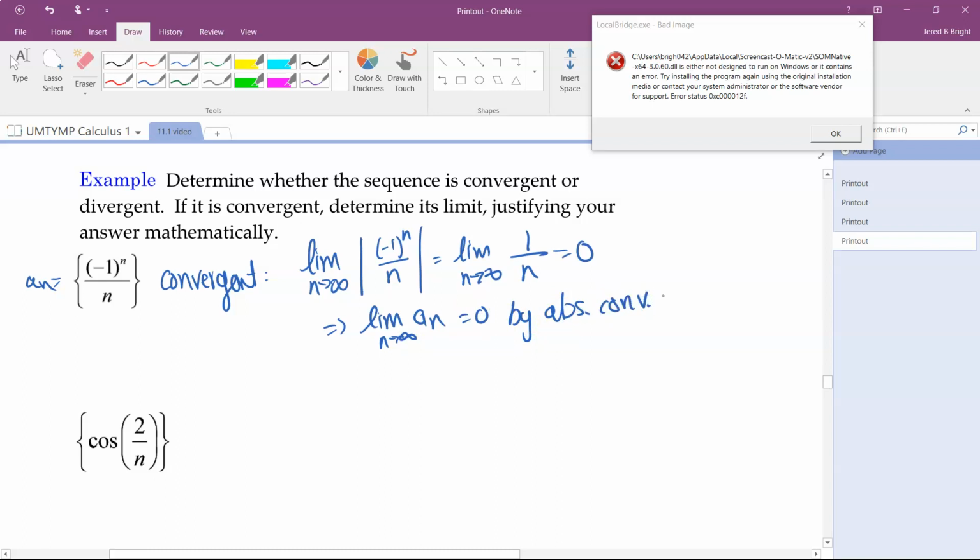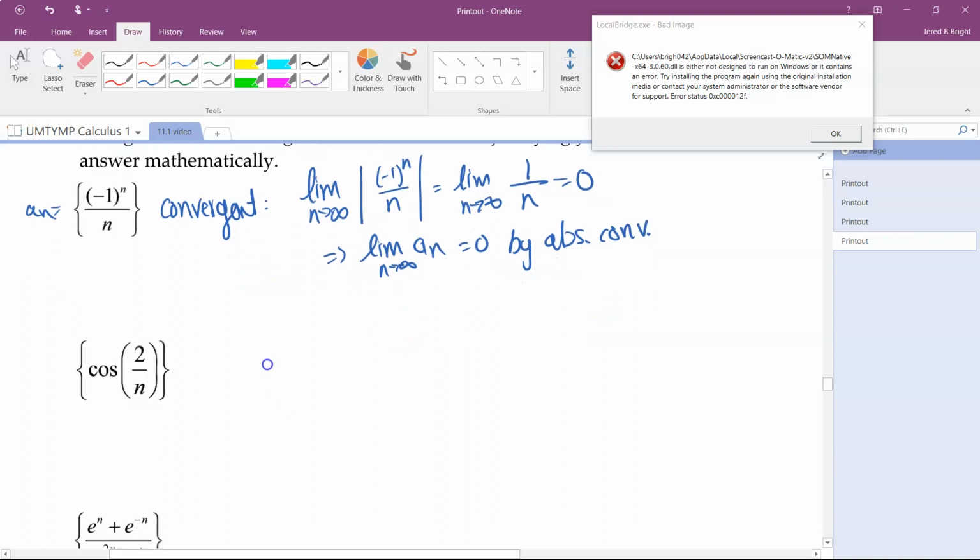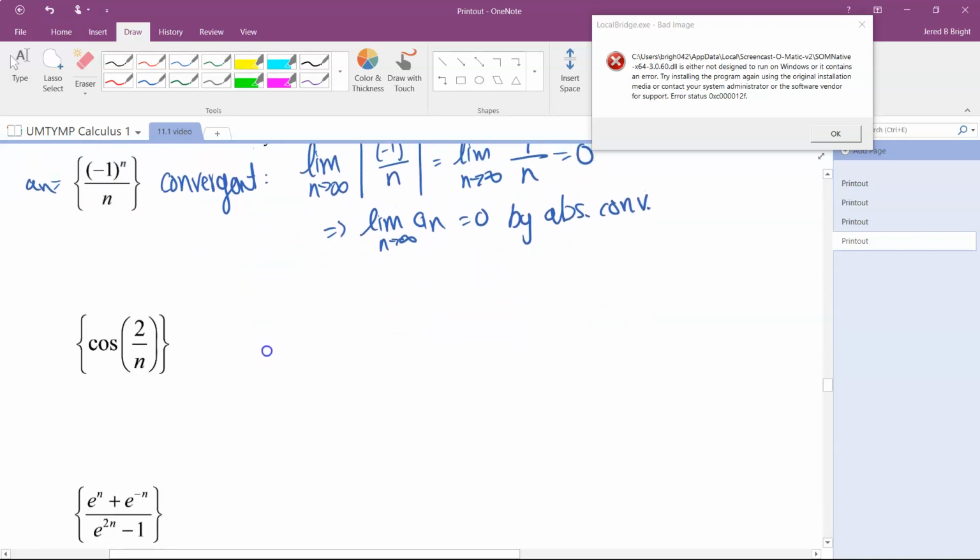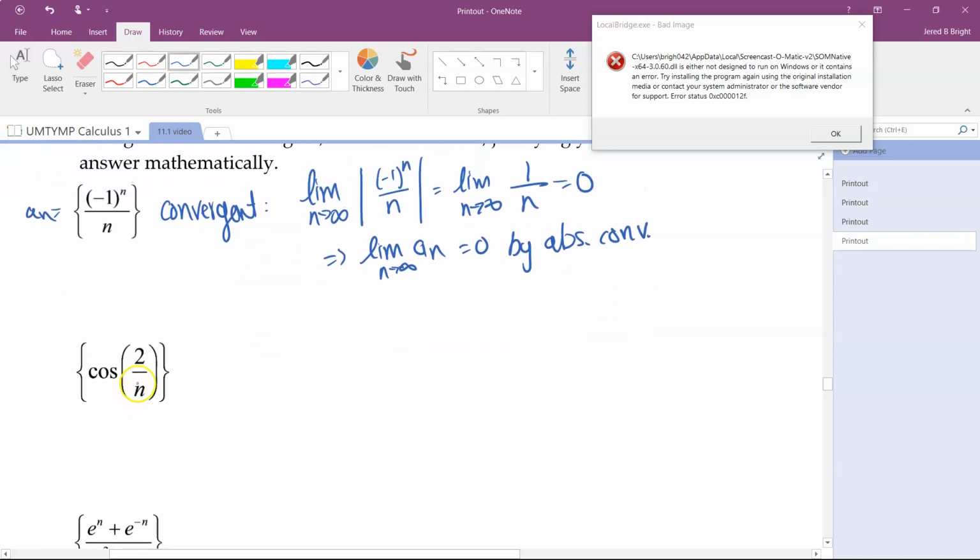Okay. The next one, again, you might want to think about it for a minute, but again, as we increase the value of n, we're effectively making the inside 0. Cosine of 0 is 1. So it's convergent to 1. So how do you show this formally?